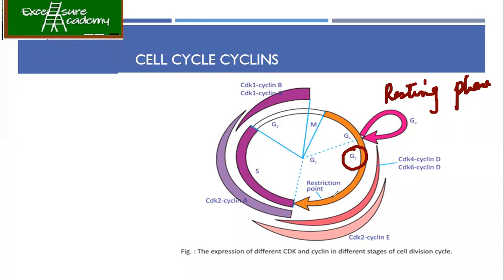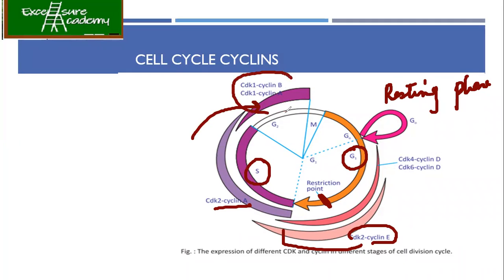Once the restriction point has been crossed, you can see that the concentration of cyclin E and CDK2 will start increasing. This will keep on increasing till the S phase has been completed. For the S phase to continue, cyclin E is replaced by cyclin A. Then it enters the G2 and M phase, where both cyclin A and B help. So this is how different stages of the cell cycle have different cyclin dependent kinases and cyclins.